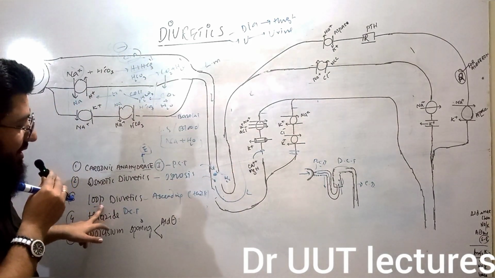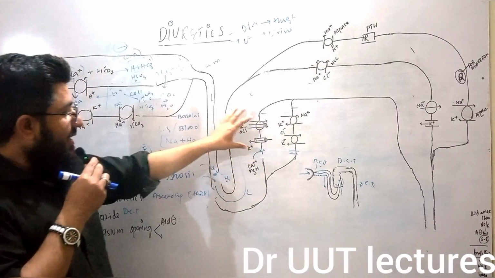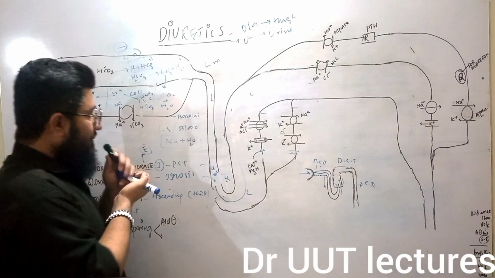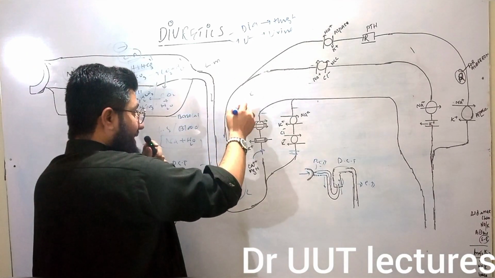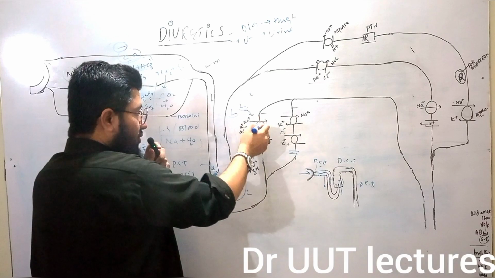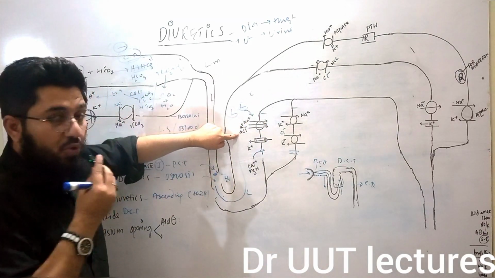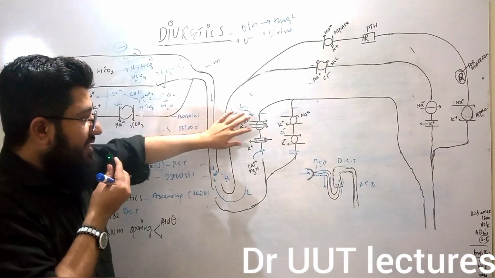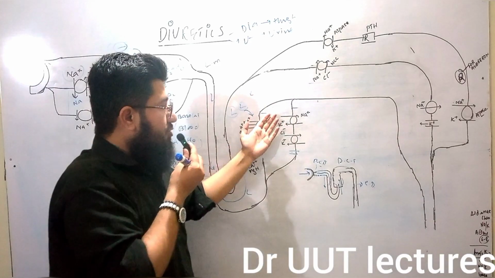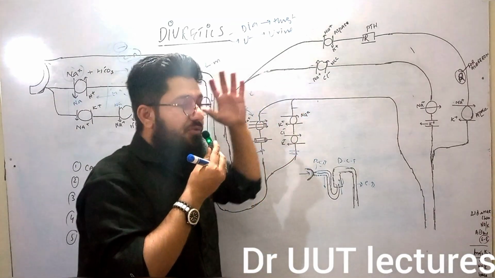Then we have loop diuretics. It is actually going to work on the thick ascending loop of Henle. So here is the particular portion in the lumen. These loop diuretics in the lumen will have action on this particular transporter, which is called the sodium potassium 2 chloride transporter. Now this transporter is going to be blocked by this. As this is blocked, sodium will not move in. So sodium is not moving in. So if sodium is not moving in, water is not moving in then.